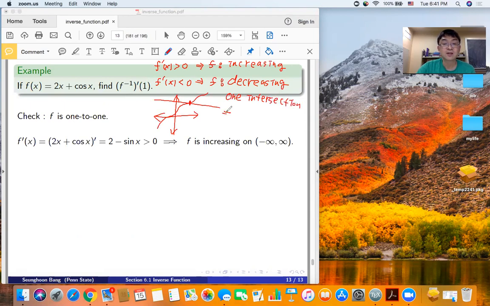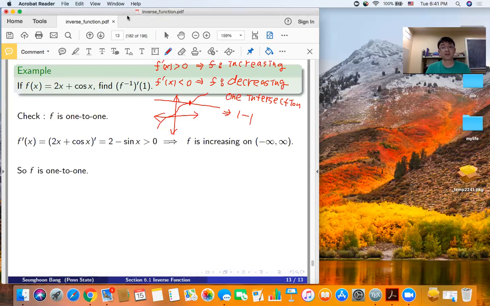So what does it mean? It's always 1 to 1. So what's that? Function f is 1 to 1. Yes, an increasing function is always 1 to 1. We can use the conclusion of the theorem: the derivative of inverse f at 1 equals 1 over f prime of inverse f of 1. We can use this one.